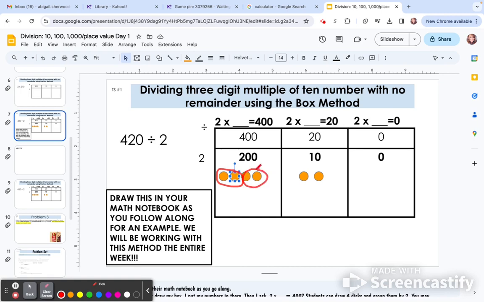Each time I group them, if it's in the hundreds place, each one of these groups is going to represent 100. So if I count these, I have 100, 200. So 400 divided by 2 is 200, and 2 times 200 is equal to 400.